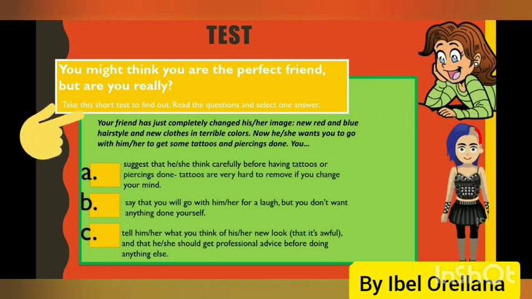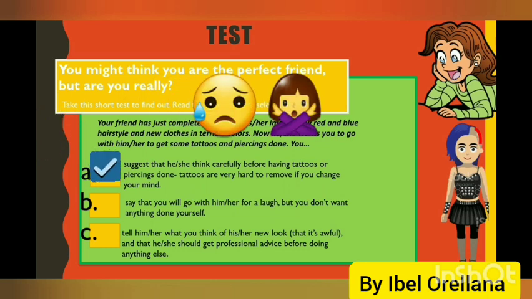Question 3. Your friend has completely changed his or her image. New red and blue hairstyle and new clothes in terrible colors. Now, he or she wants you to go with him or her to get some tattoos and piercings done. You: A. Suggest that he or she thinks carefully before having tattoos or piercings done. Tattoos are very hard to remove if you change your mind.